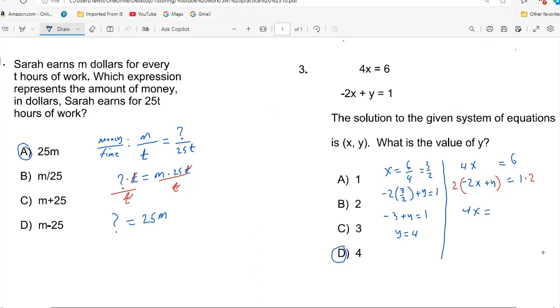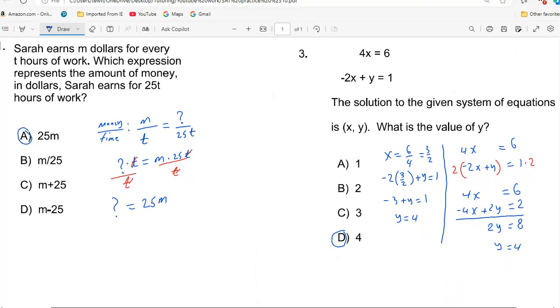6, right? 4x equal to 6. What is the second equation? Now for negative 4x, using the distributive property, negative 4x plus 2y equal to 2. 1 times 2 is 2. Now if I add these two equations, I just get 2y equal to 8. So divide both sides by 2, y equals 4. So you can do it by substitution or linear combination. So y equals 4.